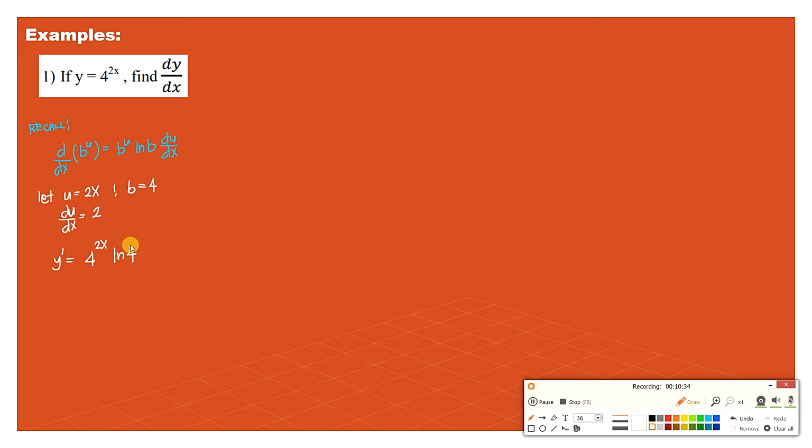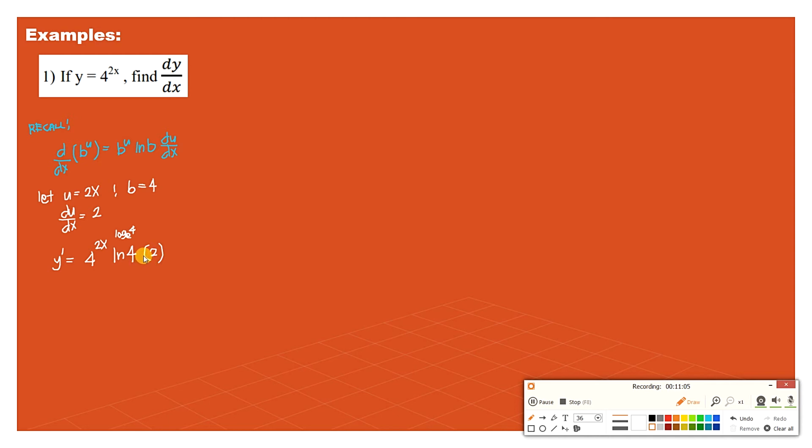So, sa calculator, pwedeng isolve yan. ln of 4, or log, pwede rin kasi yan log of 4 base e. Log of base e is ln. Times du over dx of 2. So, pwede ba nating i-simplify? Si 2, pwede ba nating i-multiply doon sa equation sa 4?